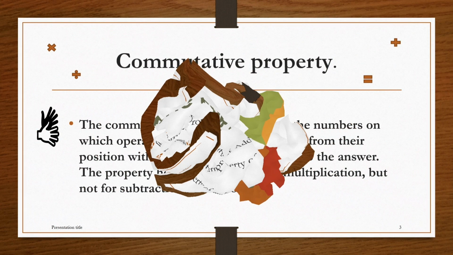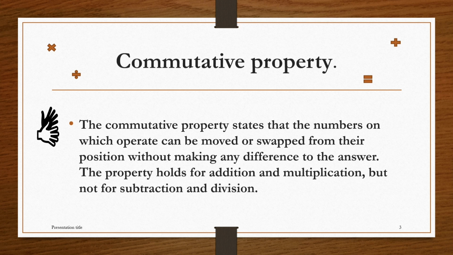And here's our first topic for today: commutative property. The commutative property states that the numbers on which an operator works can be removed or swapped from their positions without making any difference to the answer. The property holds for additions and multiplications, but not for subtractions and divisions.